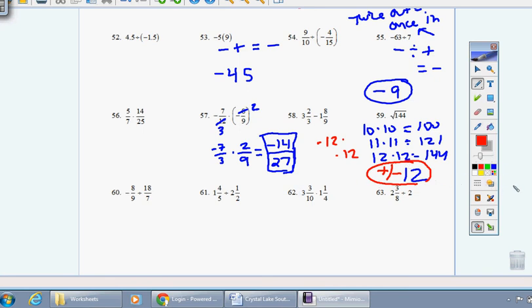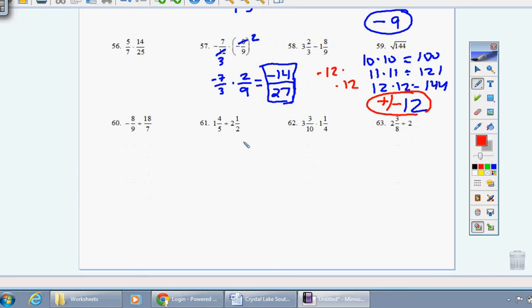Alright, let's go to 61 here. We have 1 4/5 divided by 2 1/2. So here's the trick here. Anytime you see a mixed fraction like this, automatically convert it to an improper fraction. So remember our little trick for that. If I want to convert 1 4/5 to an improper fraction, I do 1 times 5 is 5, and I add that to 4, and I get 9/5. Okay, so I have 9/5 divided by 2 times 2 is 4, plus 1 is 5, over 2, so 5/2. So I have 9/5 divided by 5/2.